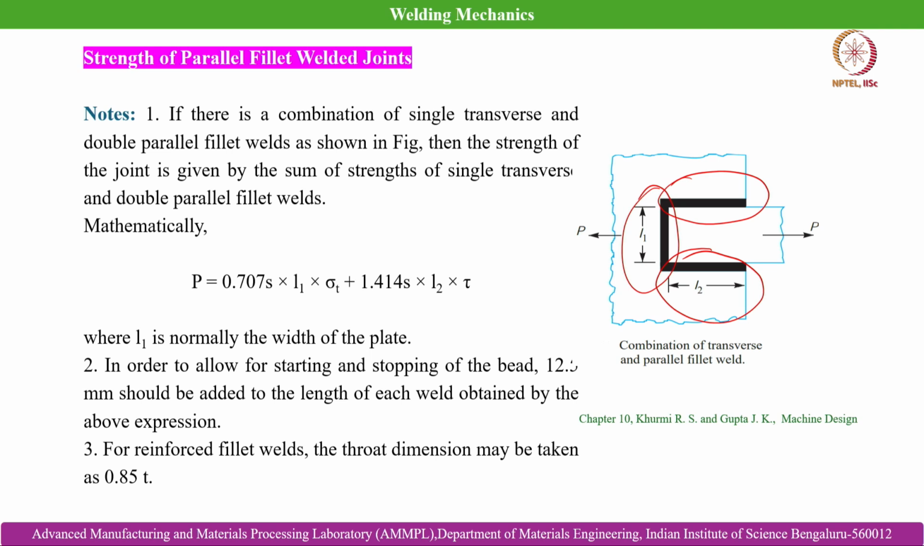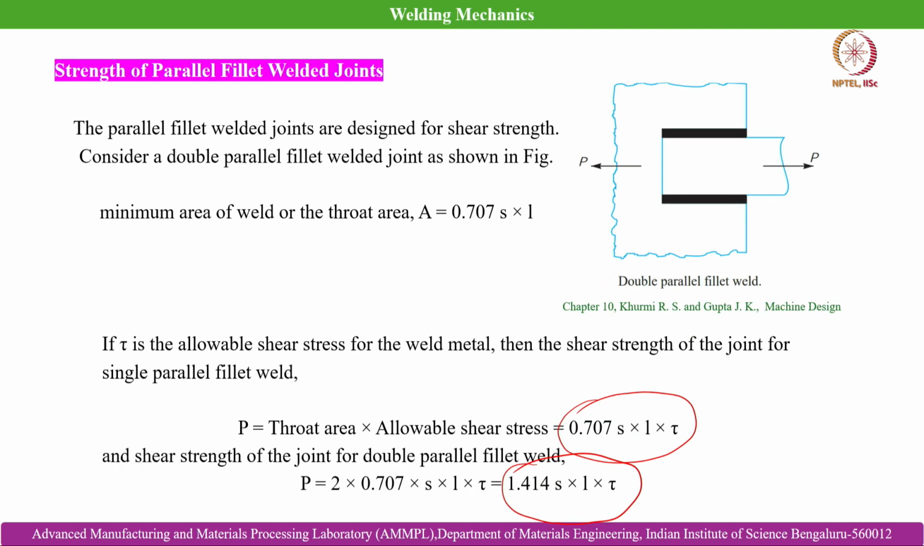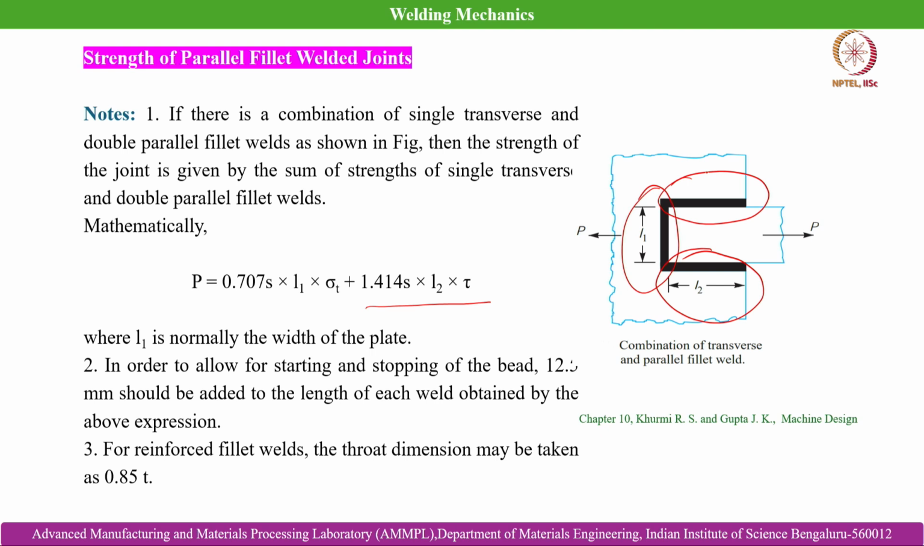So, the strength of the joint is given by the sum of the strengths of the single transverse and double parallel fillet welds. We have already evaluated the shear strength of the double parallel fillet weld, that is 1.414 S into L into tau. That is what is shown over here for the contribution from the double parallel fillet weld. The contribution from the single transverse fillet weld, which is subjected to tensile loading, is 0.707 S into L1, the length of this single transverse fillet weld, into the allowable tensile stress, sigma T. This is how we get the total strength for the single transverse and double parallel fillet weld, where L1 is normally the width of the plate which is getting joined with the base plate.